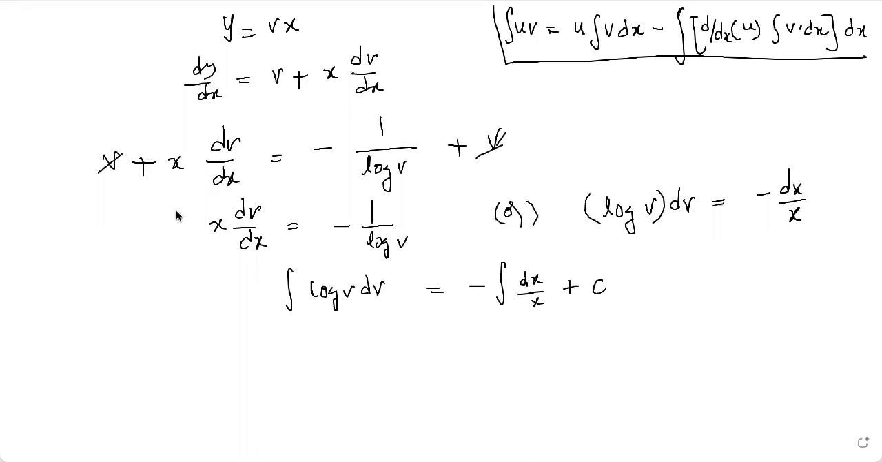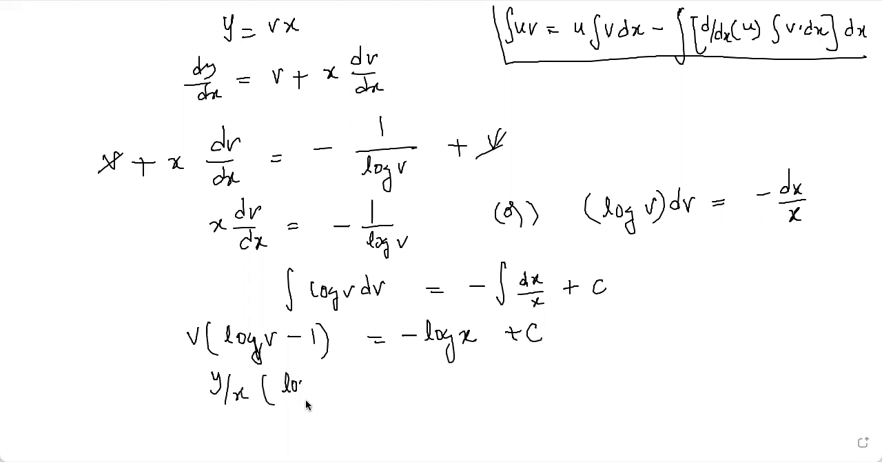So integral of log v is v into log v minus 1. And on the right hand side, integral of dx by x will be minus log x. When v is y by x, this is y by x log y by x minus 1, which is equal to minus log x plus c.